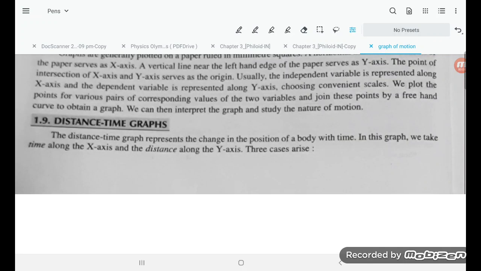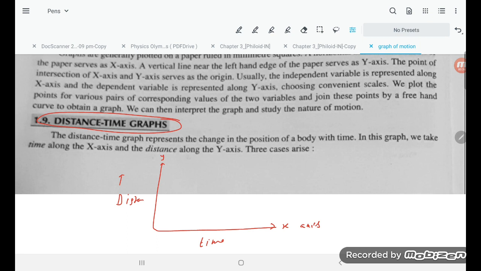Hi, good morning, students. Now let us try to understand the distance-time graph. Distance I am taking on the y-axis, and time I am taking on the x-axis.